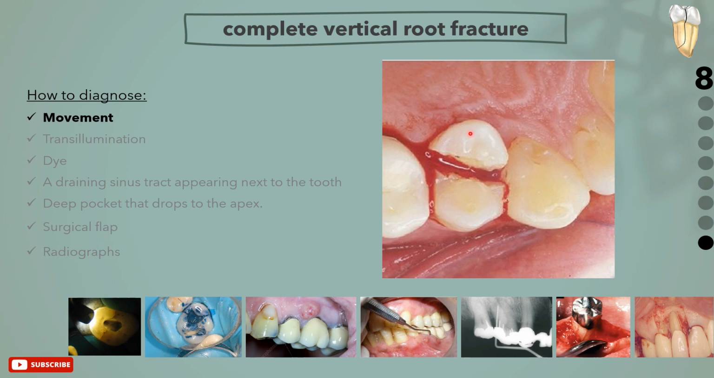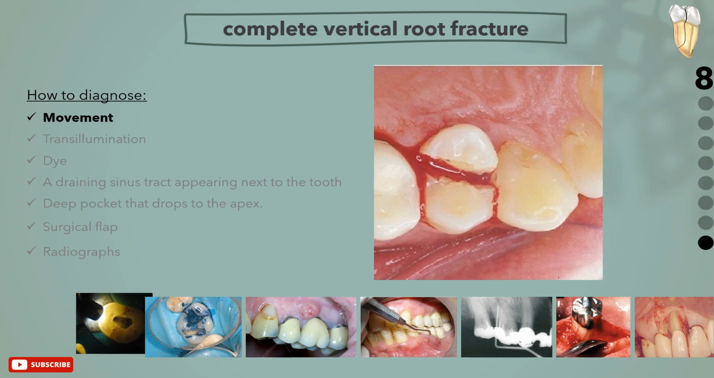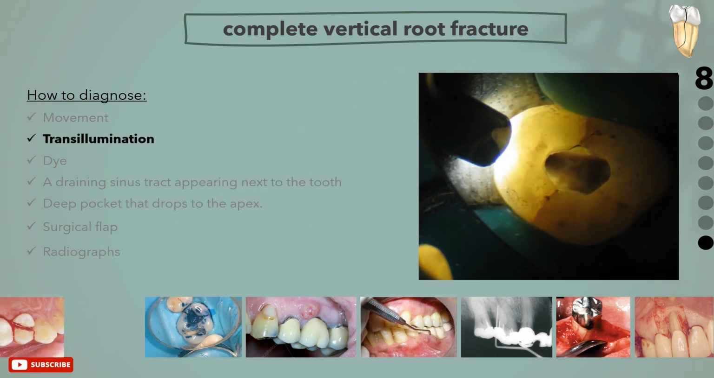You can use the handle of an instrument and try to move the parts of the suspected tooth. If there is a complete root fracture, the two parts will move freely and separately. Another way is transillumination. Transillumination means that you use light against the suspected tooth and darken the area around the tooth. You can see here that the vertical crack is visible and that it extends along the root.